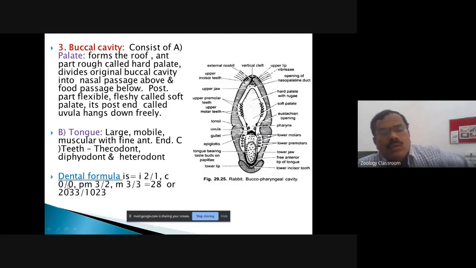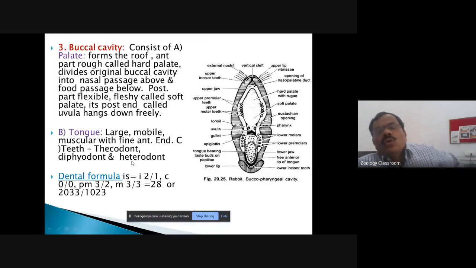Okay, now come to the molar teeth. That is molar teeth. So in the upper jaw 3, and in the lower jaw 3. Now here in the upper half, these are the 3 molar teeth on both the sides. So 3 plus 3, and here on the lower jaw, again, these are the 3 molar teeth. So these are the teeth which are present.